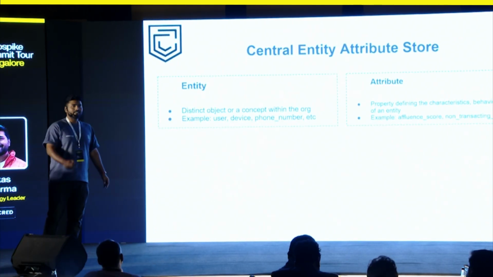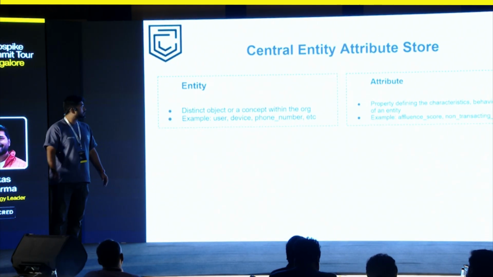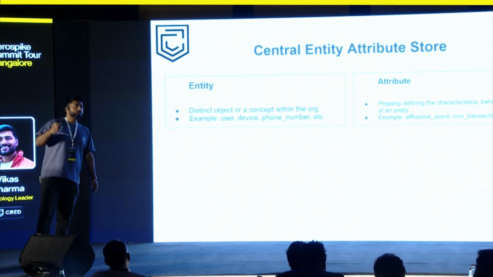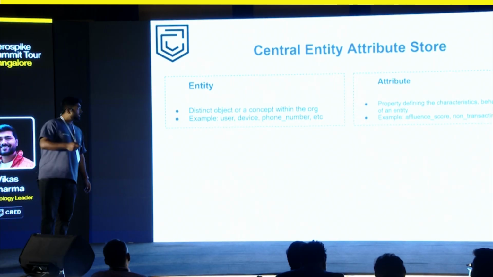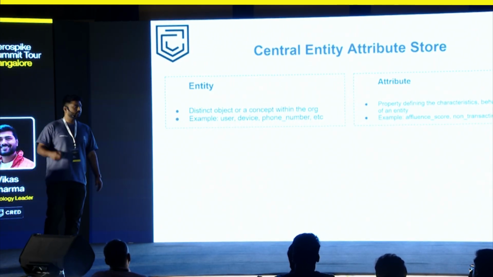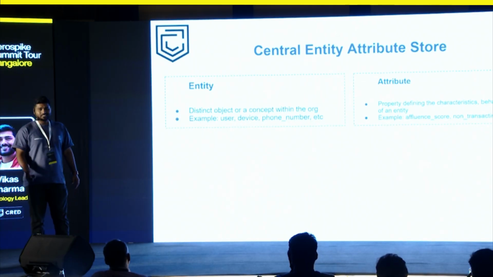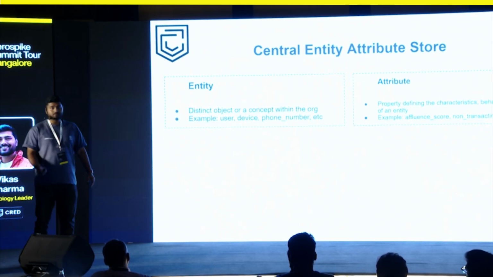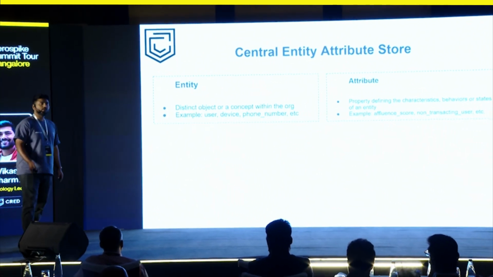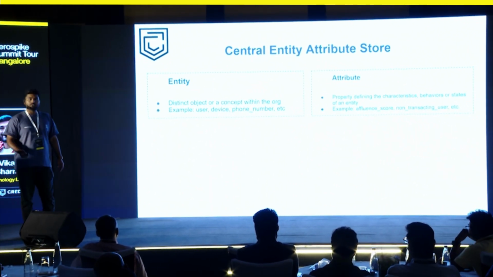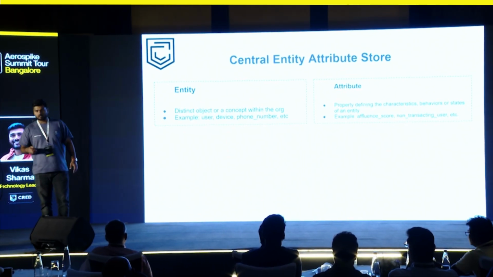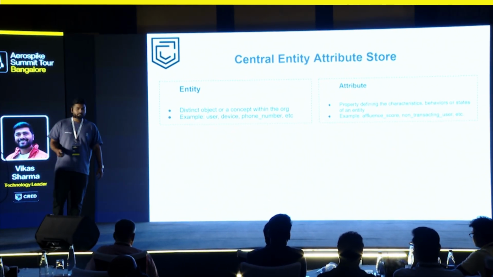So what is the central entity attribute store? Basically, it is a single platform where we can define an entity and store an attribute against the entity. What is an entity? It's any distinct object or concept within an organization, like a user ID, phone number, device ID, or any entity that you want to capture attributes against. And the attributes are defined as properties or characteristics of that particular entity.